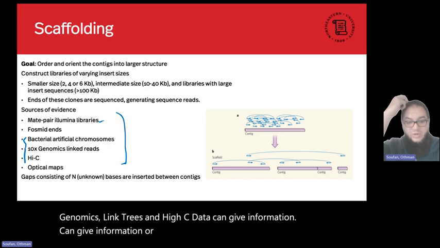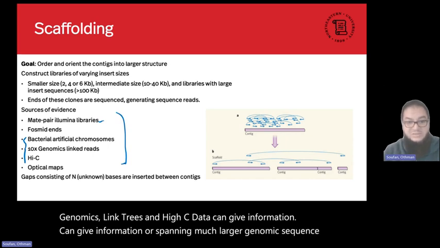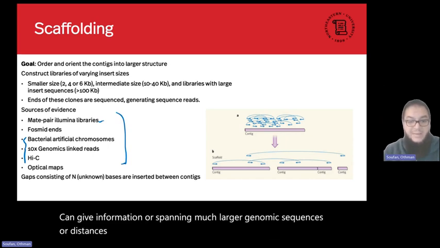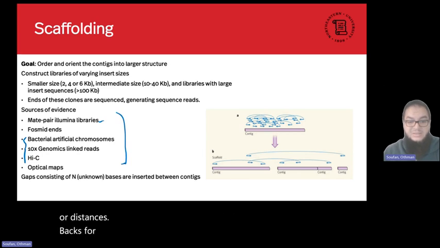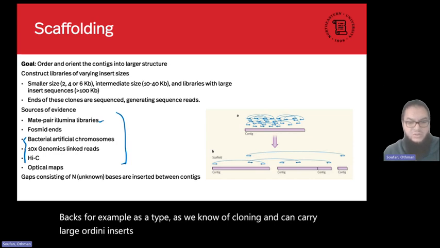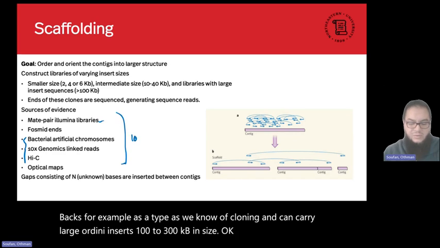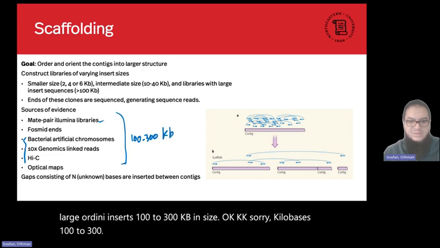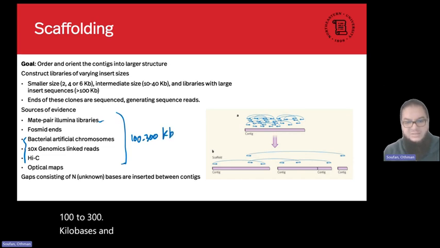Spanning much larger genomic sequences or distances. PACs, for example, is a type, as we know, of cloning and can carry larger DNA inserts, 100 to 300 kilobases in size. So what's happening in PAC?